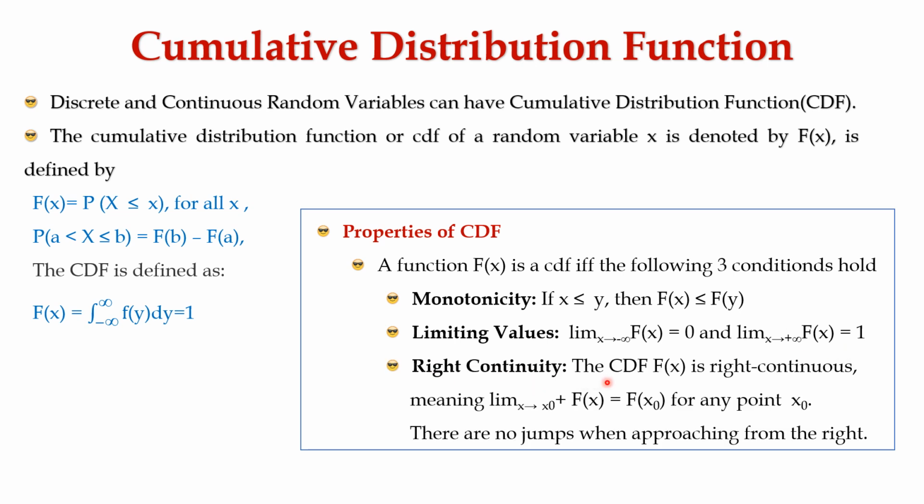Right continuity. The CDF F of x is right continuous, meaning the limit as x tends to x naught from the right of F of x is equal to F of x naught for any point x naught. There are no jumps when approaching from the right.